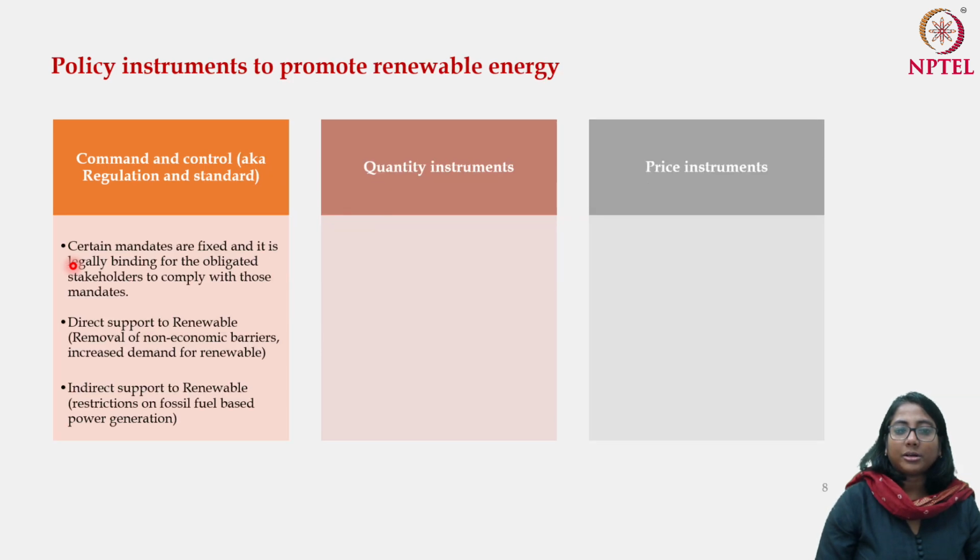We start with the command and control policy. There are certain mandates that are fixed and they are legally binding. This is important: it's legally binding for the obliged stakeholders to comply with those mandates. If we go through, there are a lot of policies that try to promote renewable and which are of this command and control type. If you have a closer look, you will see that there are two types of policies under command and control. What are they? The first one is those policies which provide direct support to renewable energy.